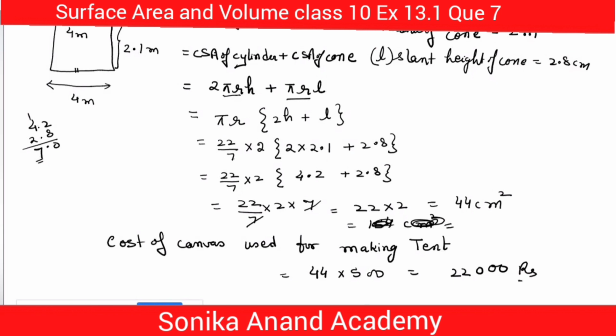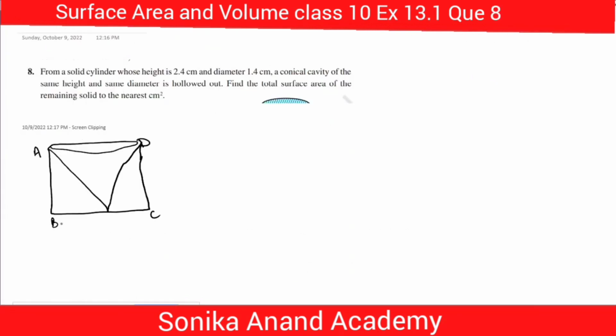This is the cost. From a solid cylinder, that means we have a cylinder ABCD whose height is 2.4 centimeter and diameter 1.4 centimeter. That means the whole diameter of this cylinder is 1.4 centimeter. Now a conical cavity is hollowed out from this cylinder of the same diameter and of the same height. That means the cone must touch the bottom and the diameter of the cone is equal to that of the cylinder. Find the total surface area.